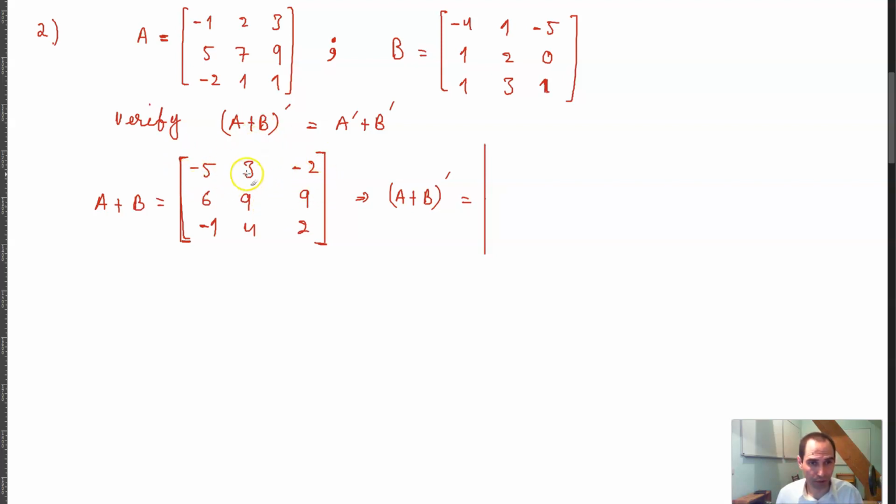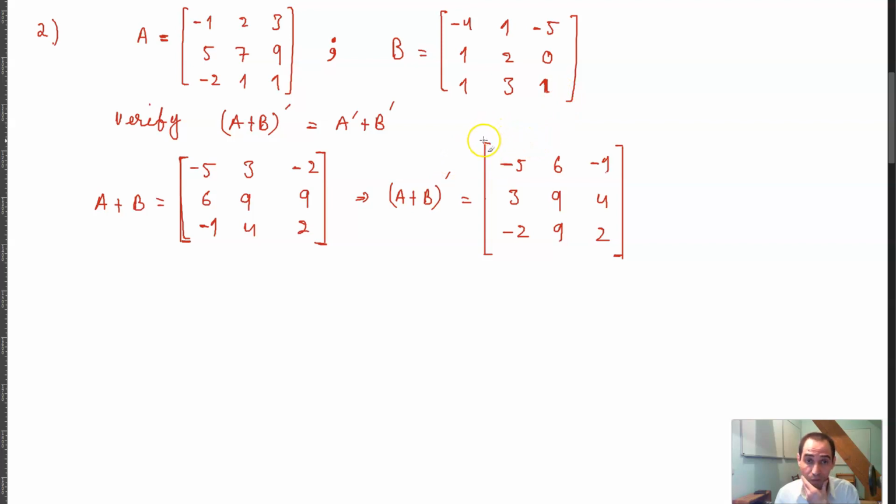And in order to create the transpose of this matrix, I take the first row, for example, and make it the first column. The second row becomes the second column. The third row becomes the third column. Meaning that this first row becoming the first column would be -5, 3, and -2. Second row becoming the second column would be 6, 9, and 9. And the third row becoming the third column would be -1, 4, and 2. And so that's (A plus B) whole prime.